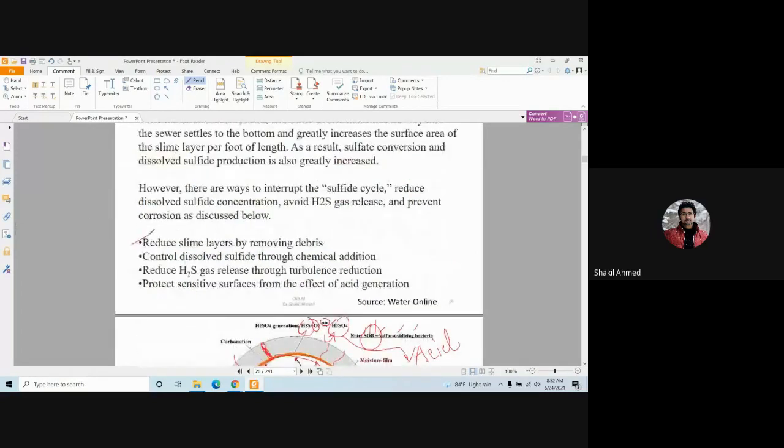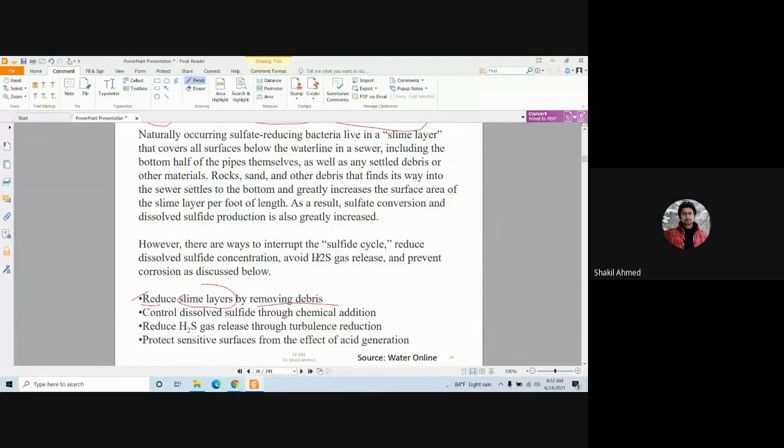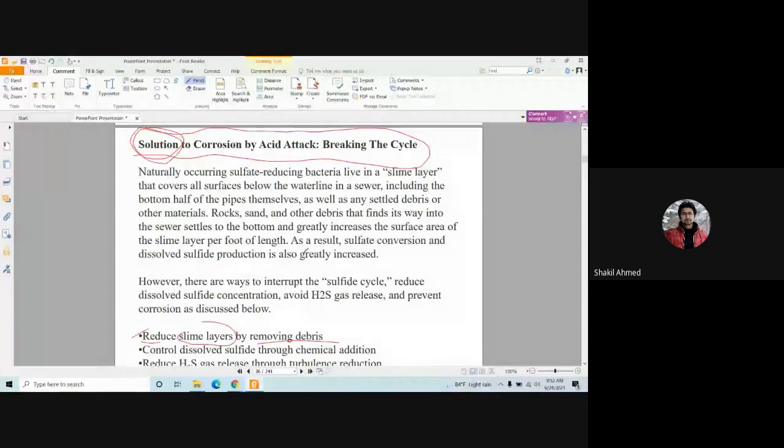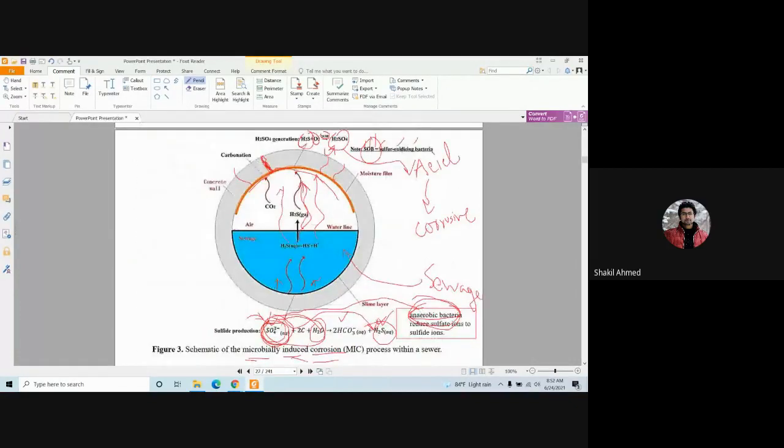Number one, reduce slime layers by removing debris. Why? Because naturally occurring sulfate reducing bacteria live in a slime layer.